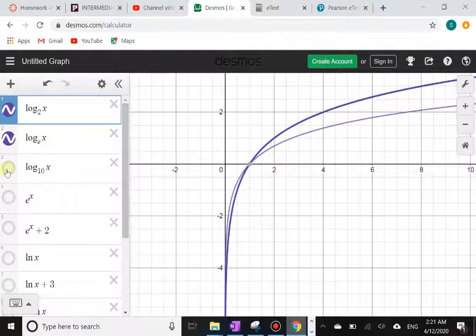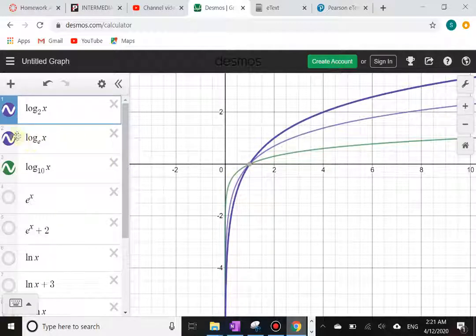A log base 10, check this out, the green. See how this portion above 1 lies below the other ones, and for x between 0 and 1, the curve lies to the left of the other two.